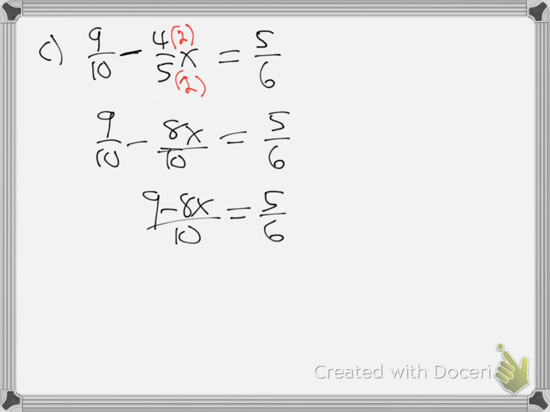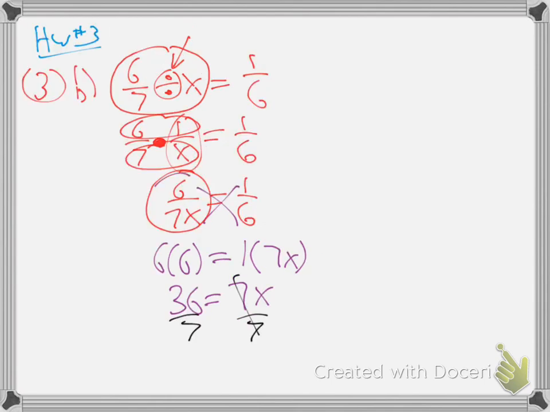Just diagonal, diagonal, just cross multiply, boom and boom, like that. And so 6 times (9 minus 8x) is 5 times 10. Is that good? Just diagonal, diagonal, like that, cross multiply. So see how it's just like the last one? I made the left side one fraction and then went diagonal, diagonal.